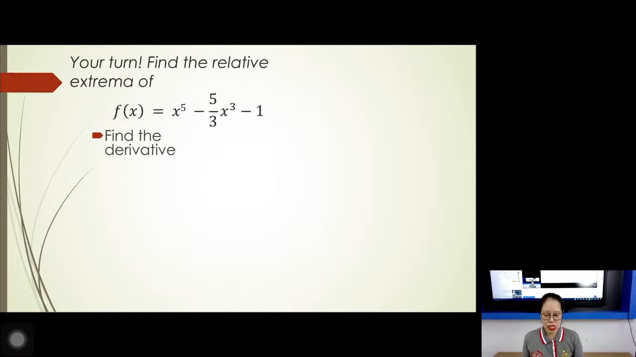So we have your fraction. Of course, you know how to deal with your fraction, right? Fractions are just fractions. Okay. So we need to find the derivatives. Go on and find the derivatives. I can see the correct answer here.